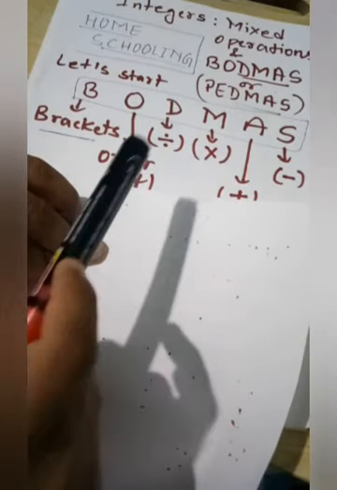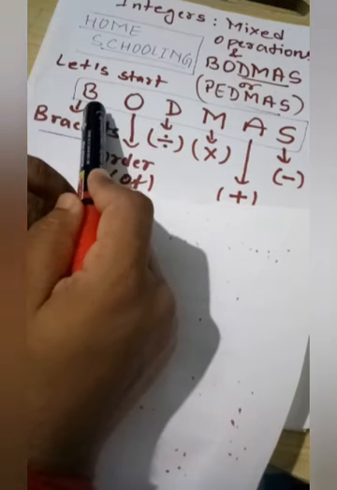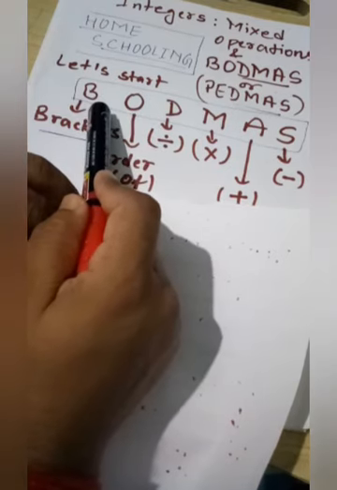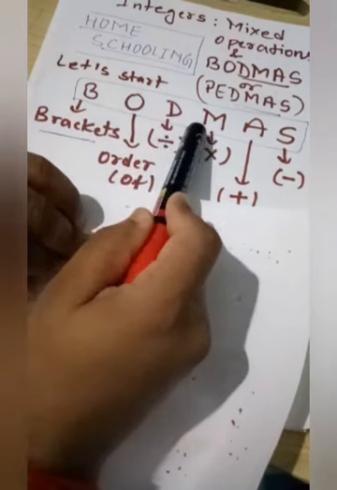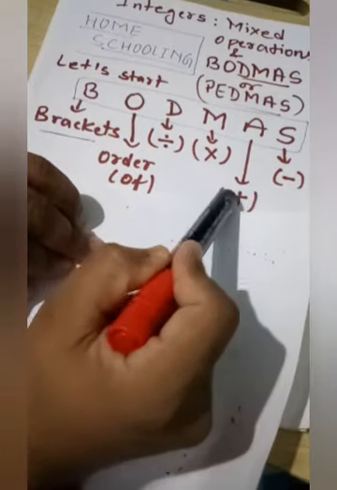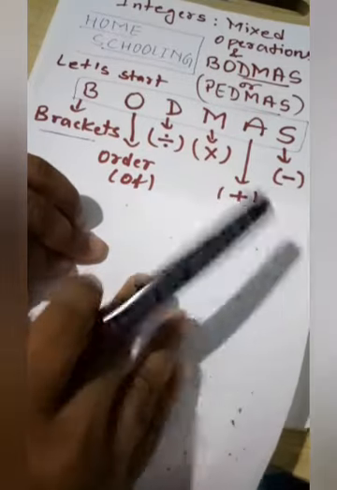Learn it by heart. You can pause this video and check out BODMAS, close your eyes, and recap that. B for bracket, O for order, D for division, M for multiplication, A for addition, and S for subtraction.